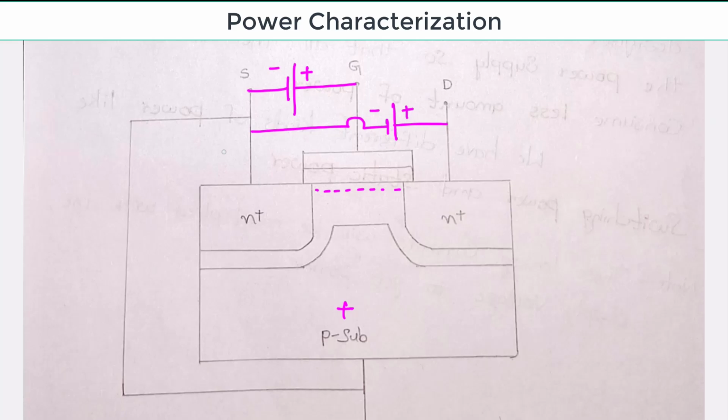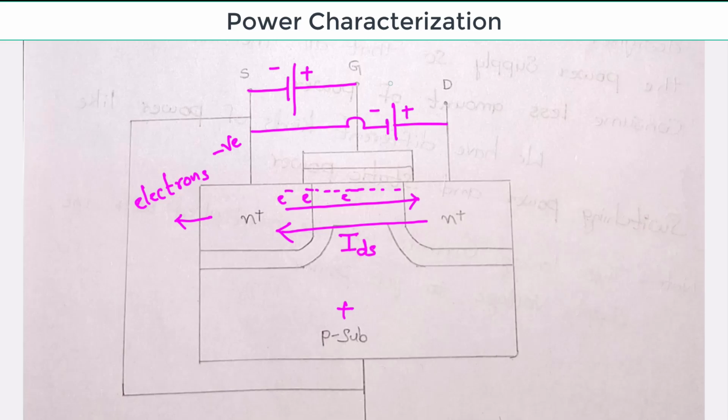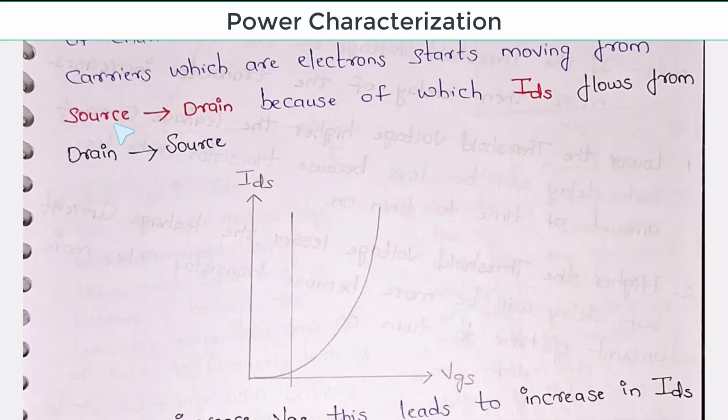As I am connecting negative at the source terminal, the majority carriers in this N plus will be electrons. Because of this negative, the electrons present in N plus start moving from source to drain, because of which current will flow in the opposite direction, from drain to source. That's why we call this IDS. This is called VDS, this is called VGS. Electrons are moving from source to drain, because of which current is flowing from drain to source. That's why we call it IDS.